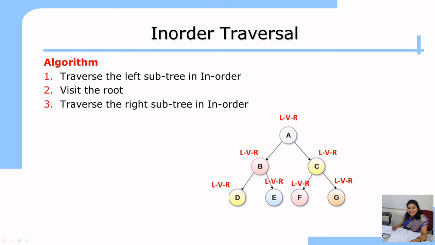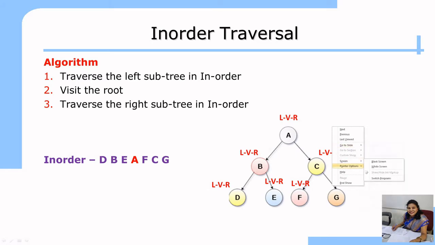So now we will start with the root node. What is the root node? A. So let us start with LVR. L, this is the first step. L means go to the left side. So you go to the left side of A. Again we find the algorithm LVR. The first step is go to the left side. So again go to the left side. You will come here. Next again we find LVR. So go to the left side.